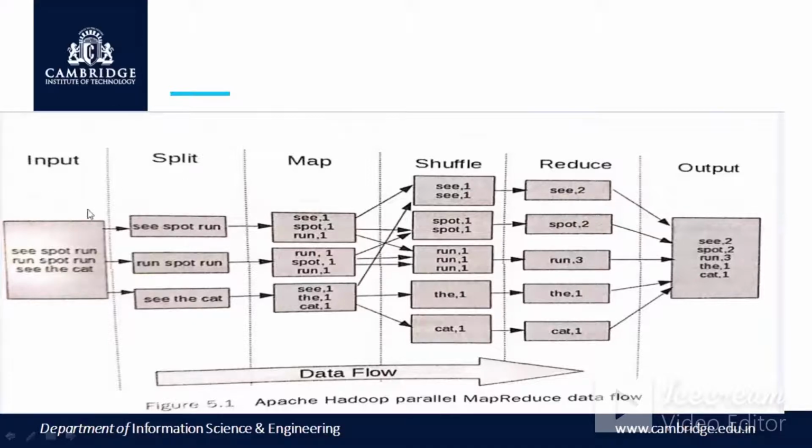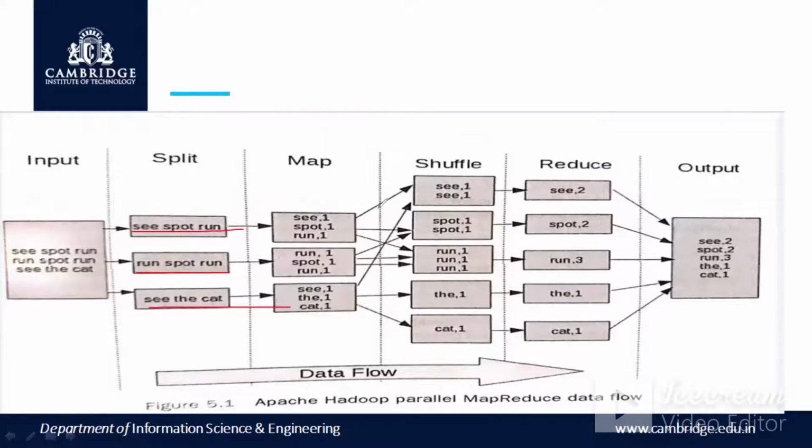So what does split do here? This is the split stage. You can see the text file is divided into lines in this split stage. In the input text file, you can see 3 lines. The first line contains see, spot, run. The second line contains run, spot, run. The third line contains see the cat. So this is what the split function does.